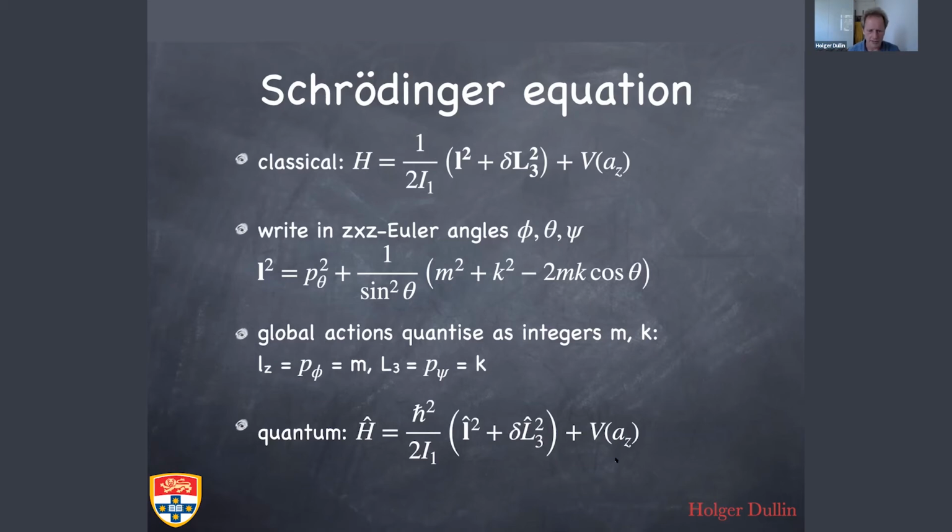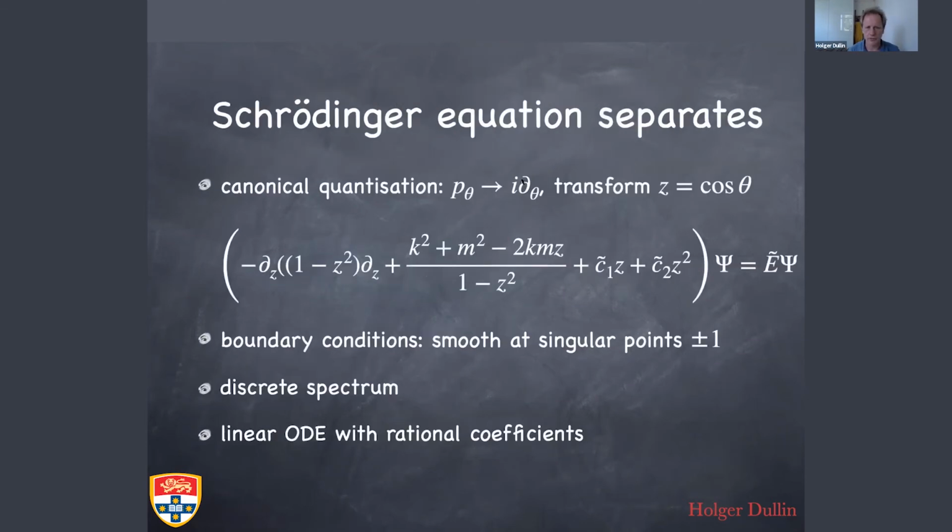And now here's the quantum Hamiltonian, where all these hats just say you should replace the canonical momenta, and there's only one left because these are already quantized, by the derivative with respect to theta times i times h bar. There we go. So canonical quantization is this: P theta goes to i d/d theta. And then we do another transformation of variables where we say z is cosine theta, and then you end up with this equation.